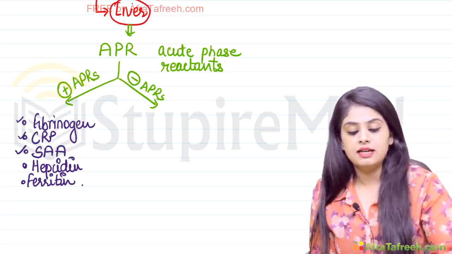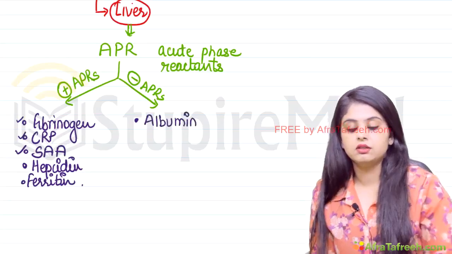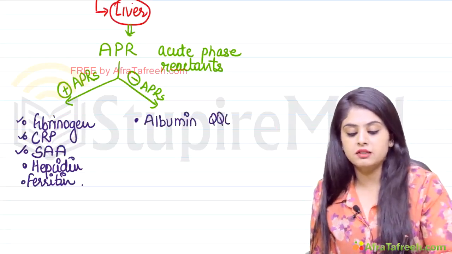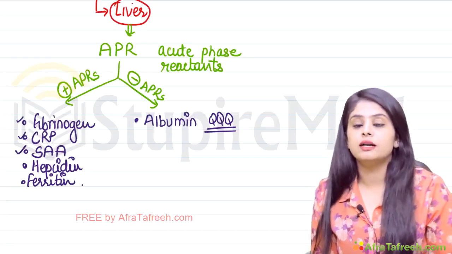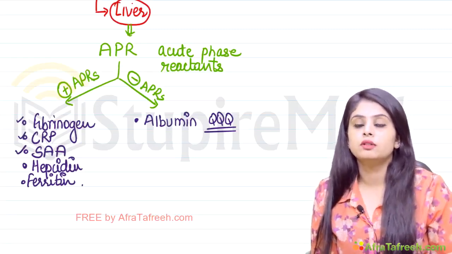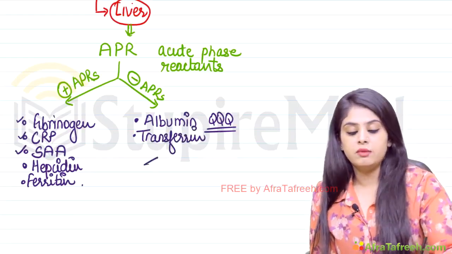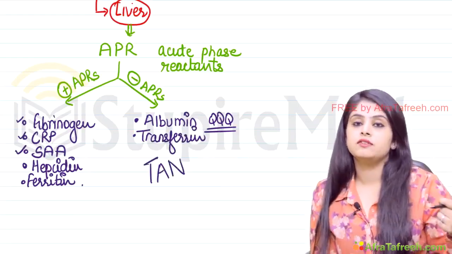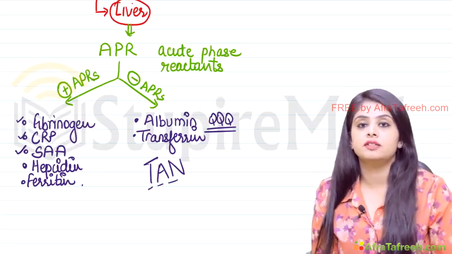Now going to the negative APRs, which are the acute phase reactants, the levels of which are going to decrease. And these are going to include, first of all, albumin. So this is a question that has been asked in previous years. The level of albumin is going to go down. Also its precursor, prealbumin, is going to go down. That is very important to know. And also we have transferrin. So you can remember TAN: T for transferrin, A for albumin, and N for negative acute phase reactants.